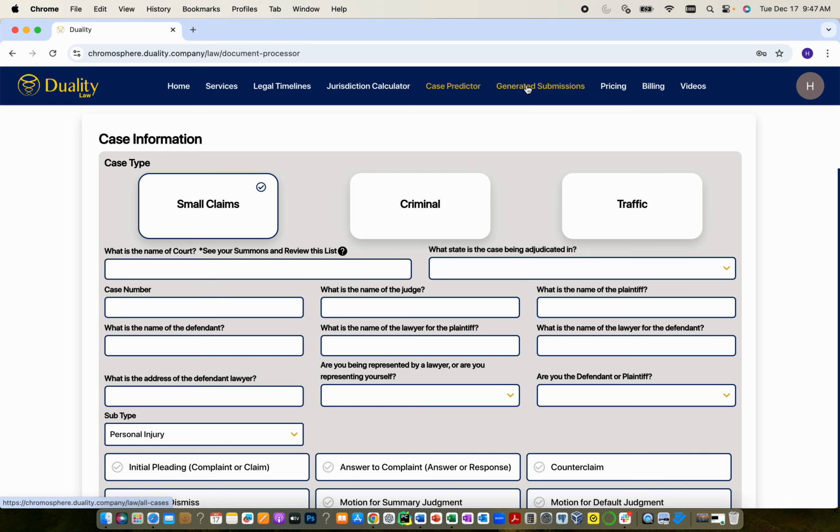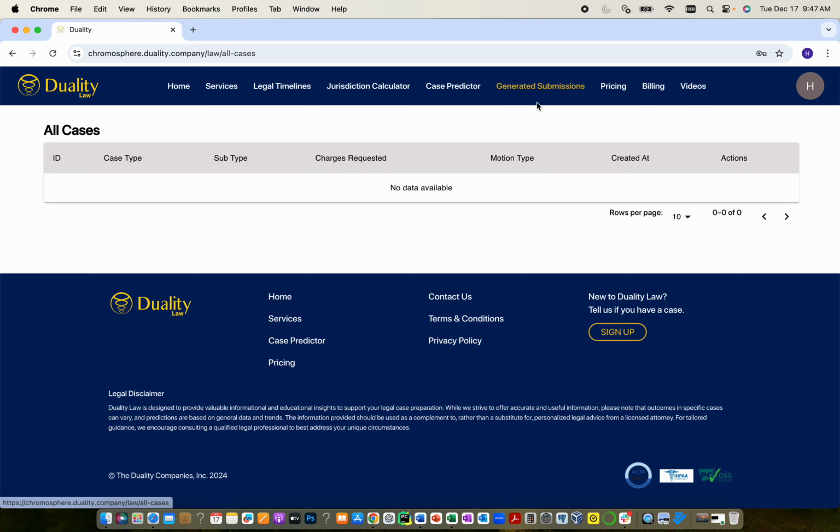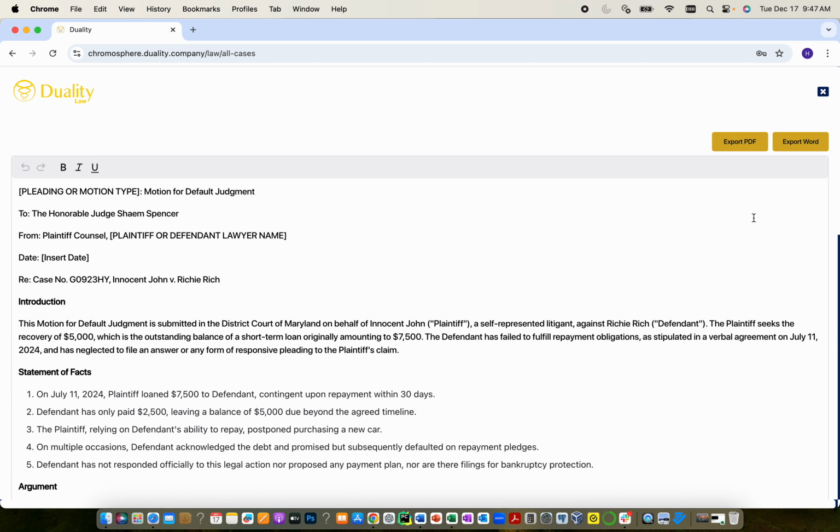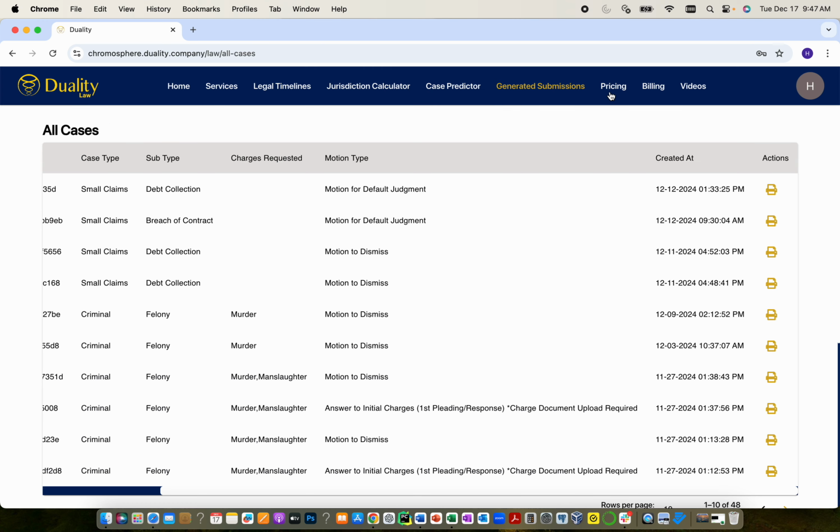You can always look at your generated submissions in this section. And again, they should all be printable and exportable, etc.